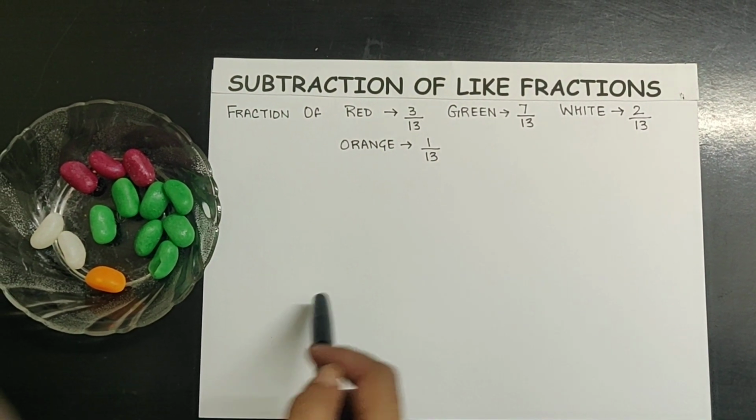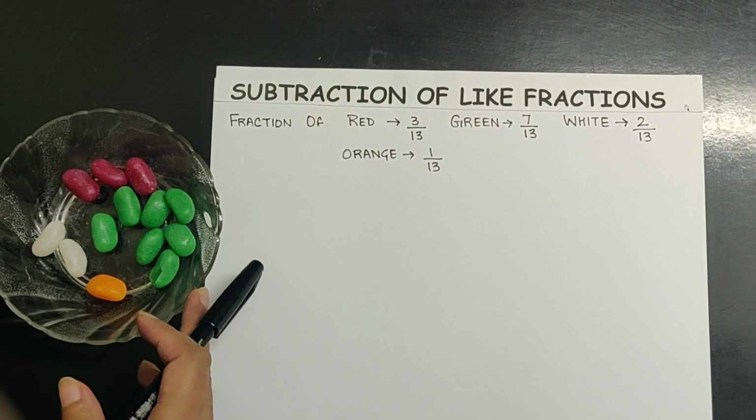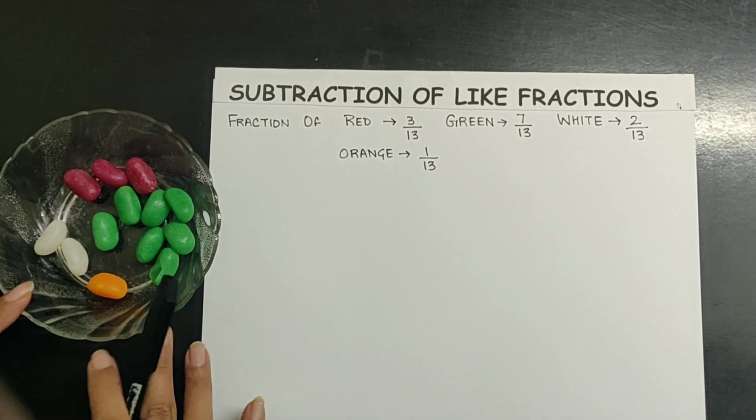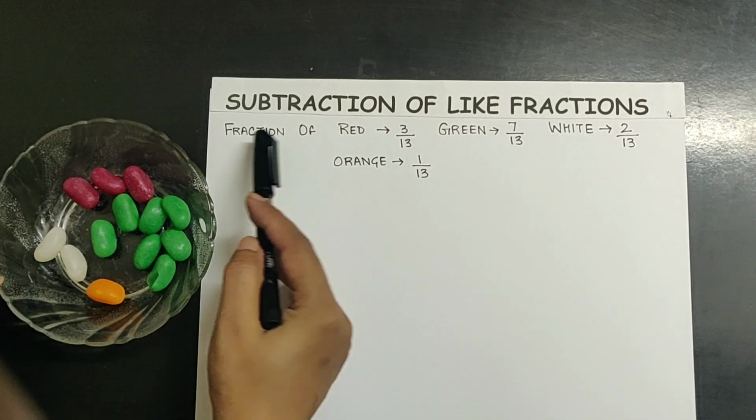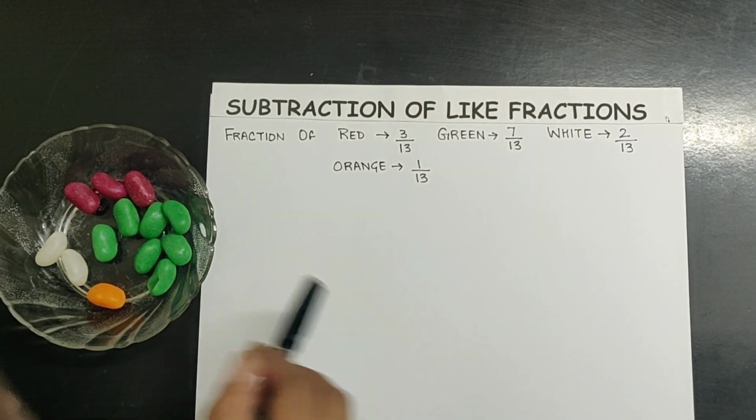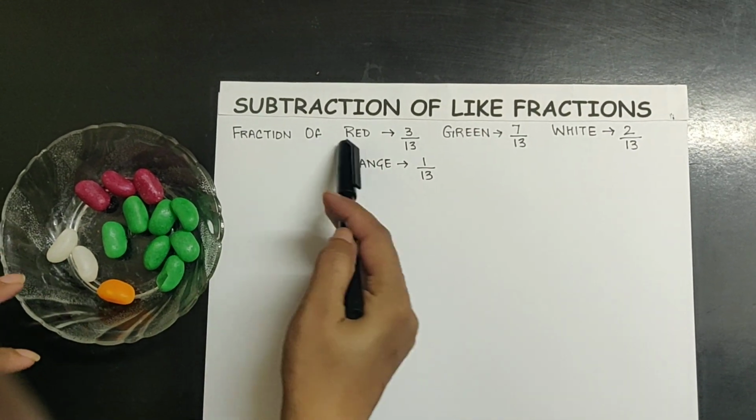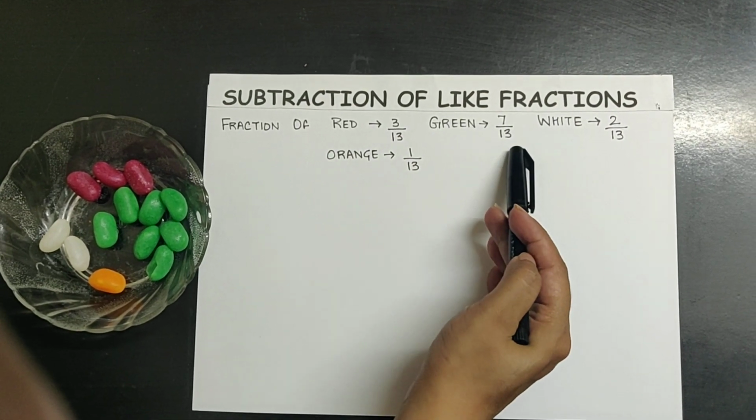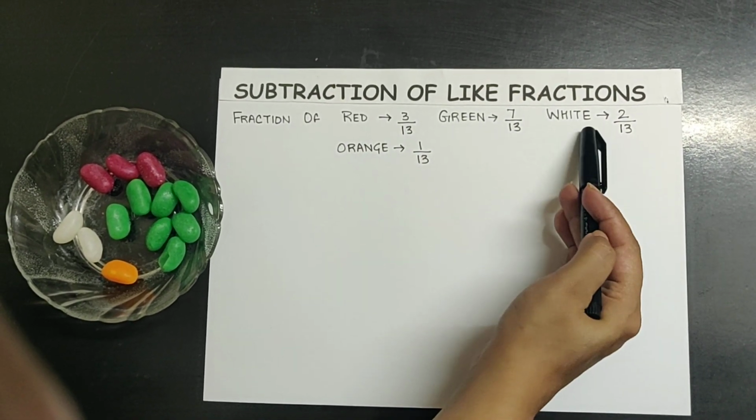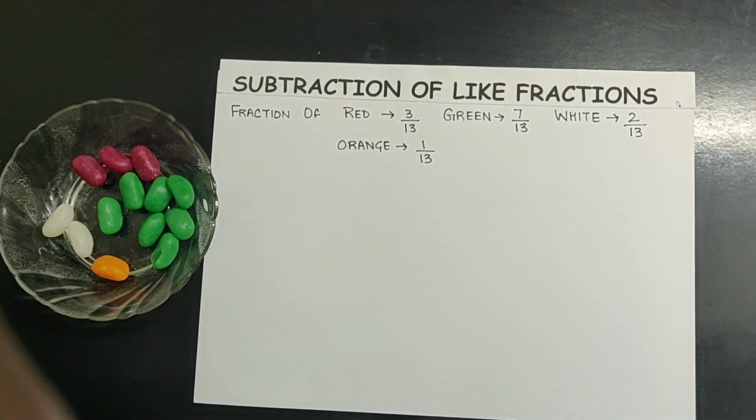So the topic for this video is subtraction of like fractions, which will be demonstrated with an activity. For this activity we are having a collection of colorful candies of different colors which have been expressed as fractions. If you observe here, the total number of candies is 13. The fraction of red candies is 3 out of 13. Green, it is 7 out of 13, so it's 7 upon 13. White candies fraction is 2 upon 13 and orange candies fraction is 1 upon 13.